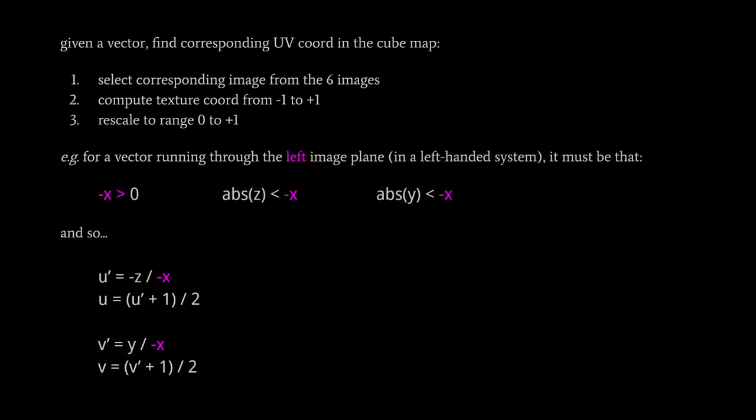And then considering one more case, the left image plane, it's all the same as for the right image plane, except we just flip the signs of the X's. So, this is the logic. From here, you can figure out for yourself how to compute vectors running through the top, bottom, and back images.